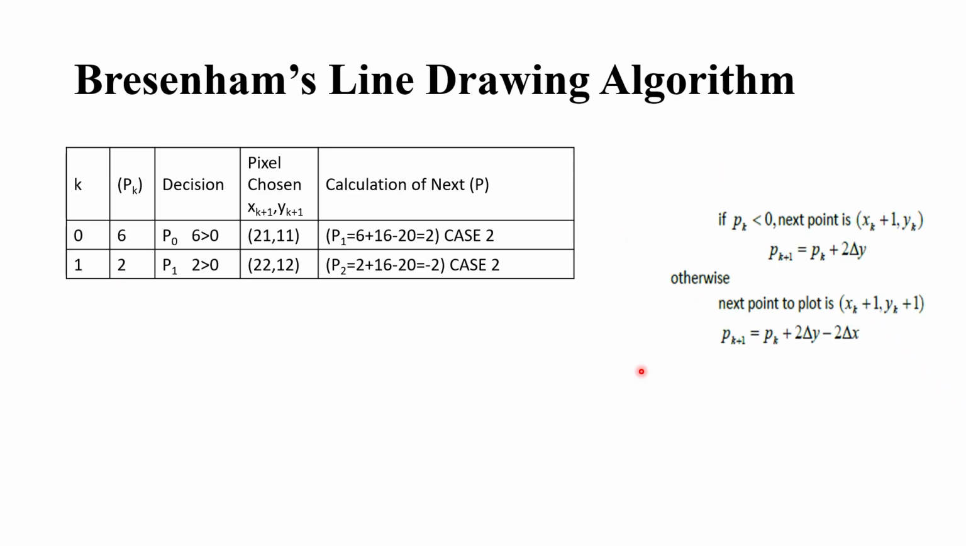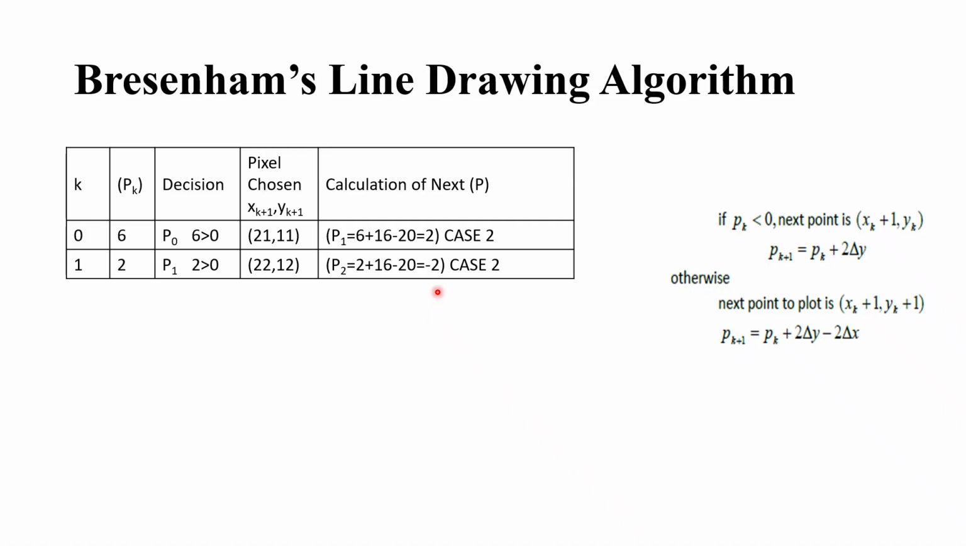The new pk value is greater than 0. Therefore, the next point to be plotted is x incremented by 1, y incremented by 1. Previously it was 21, 11. Now incremented by 1, so 22, 12. And then I have to find the new decision parameter using this formula: old pk value plus 2 del y minus 2 del x. So old pk value is 2 plus 2 into del y minus 2 into del x.